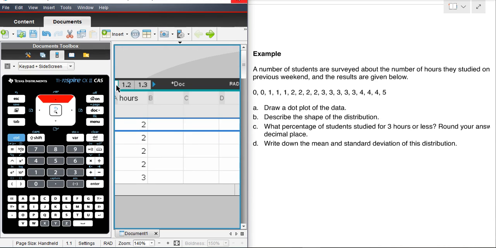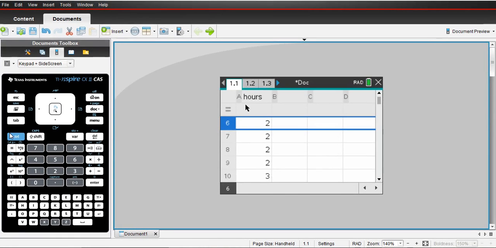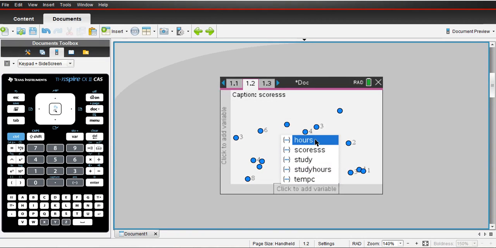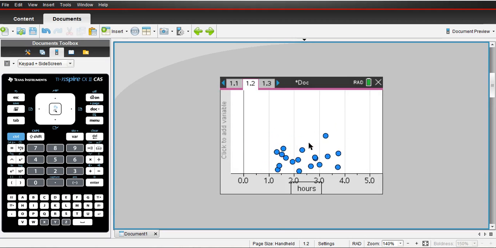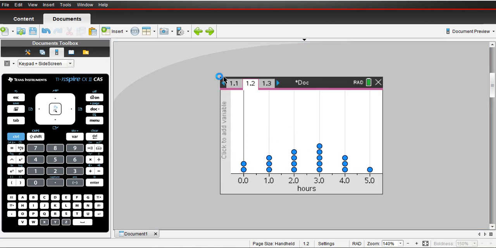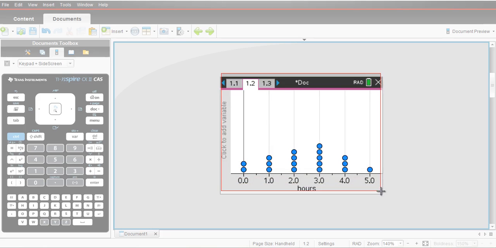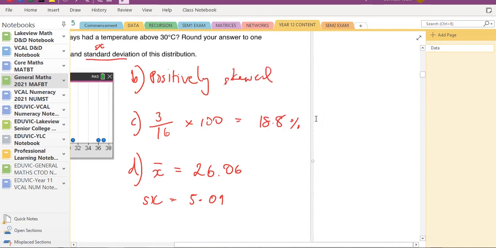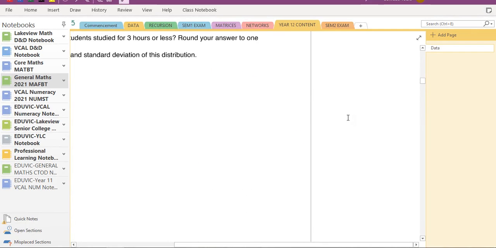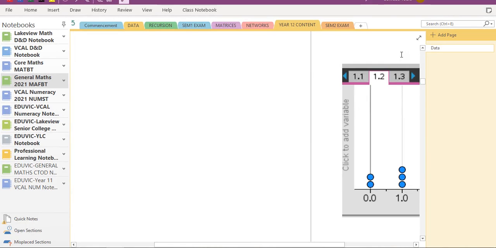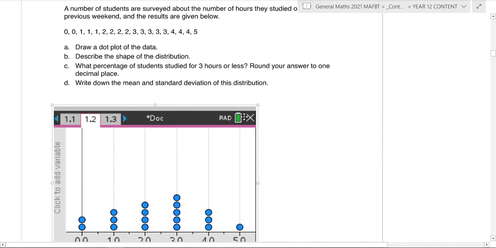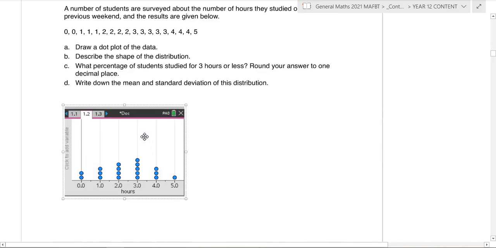Now, to make this into a dot plot, remember you go Control I, data and stats. Make sure you've labeled it. Oh, I've called it study hours. That's all right. Okay. Hours. There's my dot plot. Okay, so you're going to literally copy this into your answers. So this will be your answer for this part. So the dot plot, again, you want to make sure you draw it properly. Do not skip any numbers. Make sure all the numbers are there.